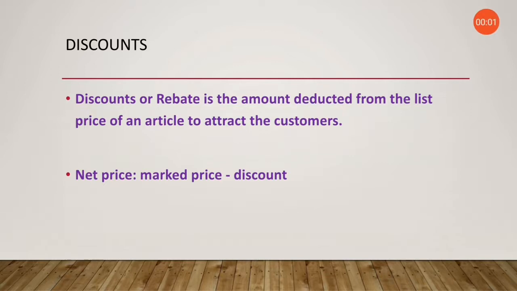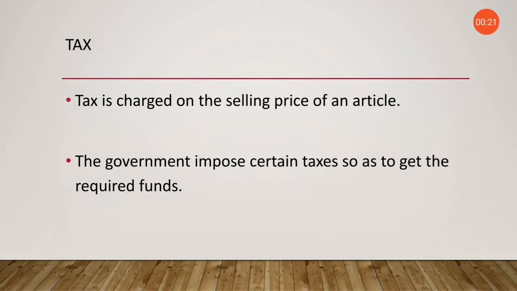Then we discussed the discounts. Discount or rebate is the amount deducted from the list price of an article to attract customers, and the net price is equal to the marked price minus discount. And tax is charged on the selling price, and it can be decided only by the government, which imposes certain taxes so as to get the required funds.